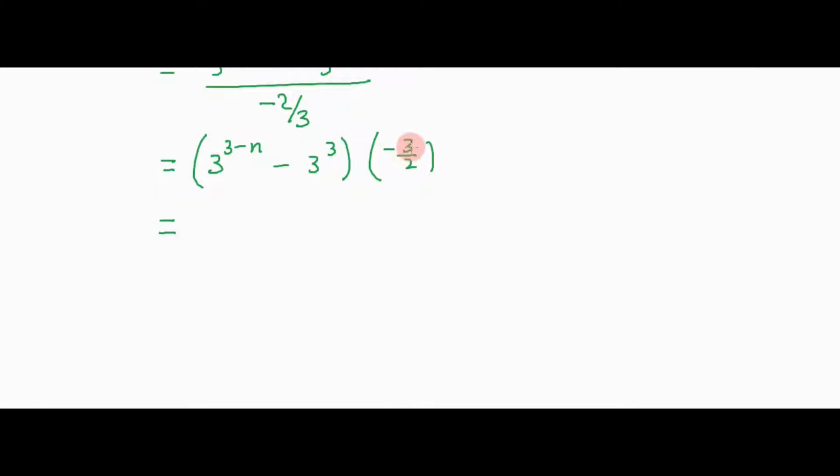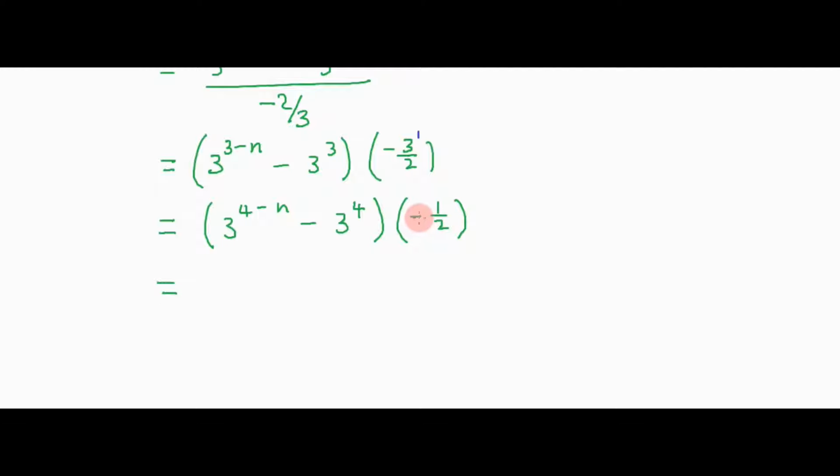Now I'm going to multiply only the 3 into the brackets here. So then adding the powers, of course this is 3 to the 1 here. So adding the powers, I get 3 to the 3 minus n plus 1, in other words 3 to the 4 minus n. And adding the powers here, I get 3 to the 4. And of course we still have negative a half as well to multiply with.